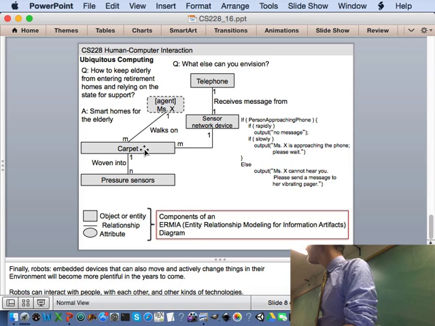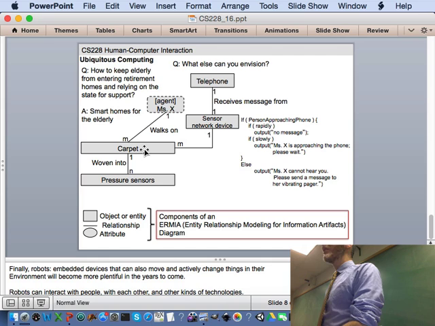One aspect of the problem of elderly people who are trying to remain in their home is family members trying to ascertain their current status. My father lives in Toronto. Sometimes I call and he doesn't pick up the phone. I don't know why that's the case, right?